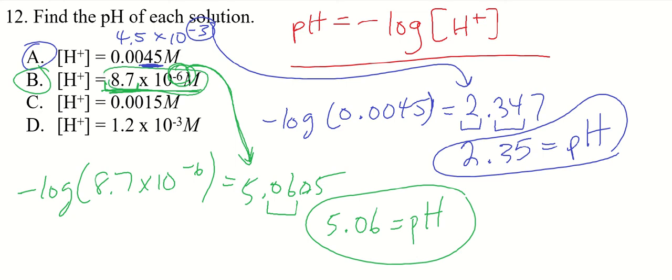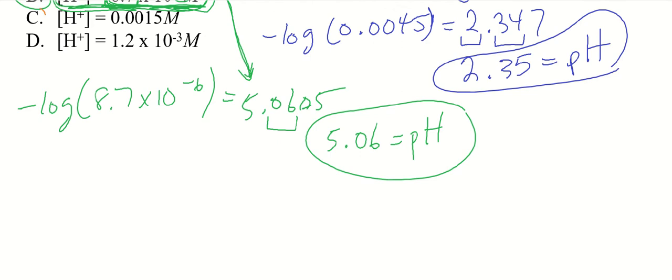Is this quantity of hydrogen ion concentration more or less than 10 to the negative 7? Well, it's a bigger number than 10 to the negative 7 right here. All right, it's a bigger number, so you would expect it to be an acid, a pH of lower than 7. All right, so C.